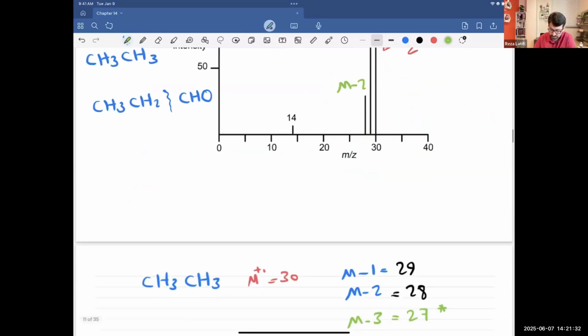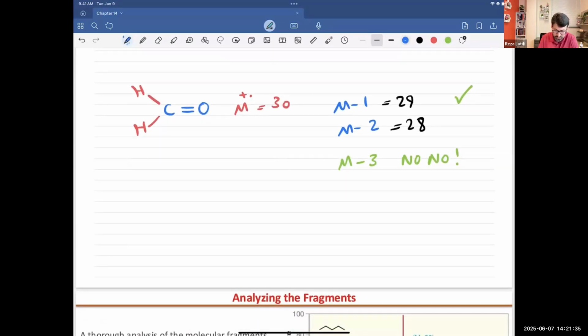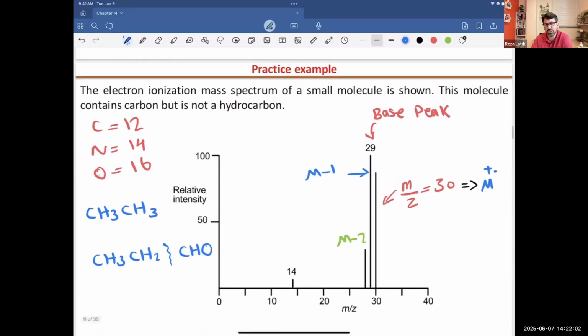What's the 29? If we lose 1 hydrogen from the system, we get H, C, O. We lost 1 radical of hydrogen. Now we have a positive charge. This species will be stable. How? Oxygen will share a lone pair with carbon and make it stable. Because it's really stable through resonance, you will see it as a high peak. And here you go, 29 is really stable because oxygen is using the lone pair to stabilize it.